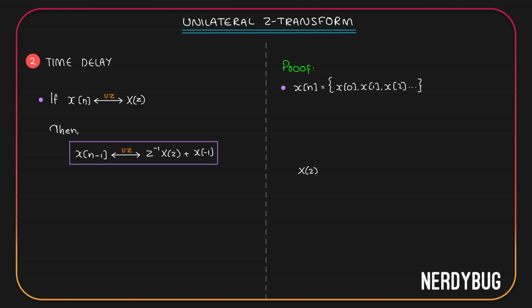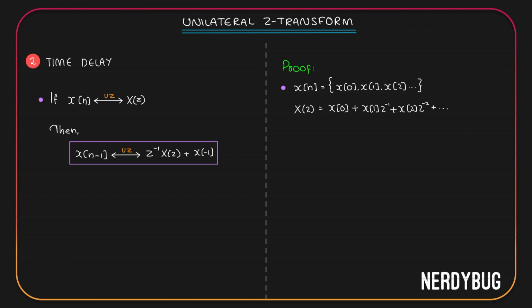We know x of z is given as summation from n equals 0 to infinity x of n z raised to minus n. So here we can write x of z is going to be, if you give n equal to 0, just x of 0 z raised to 0, plus if you give n equal to 1, x of 1 z raised to minus 1, plus x of 2 z raised to minus 2. It goes on like that.